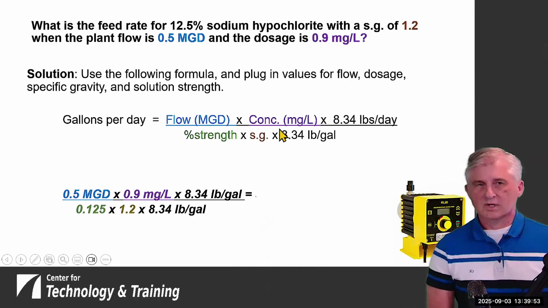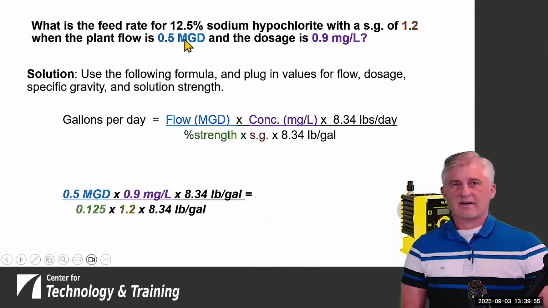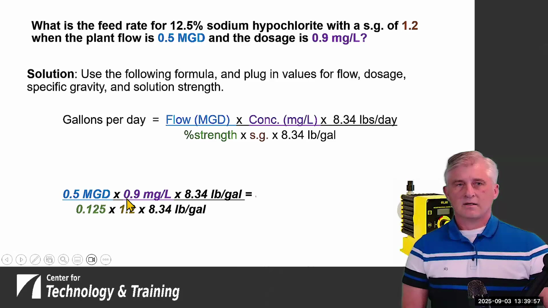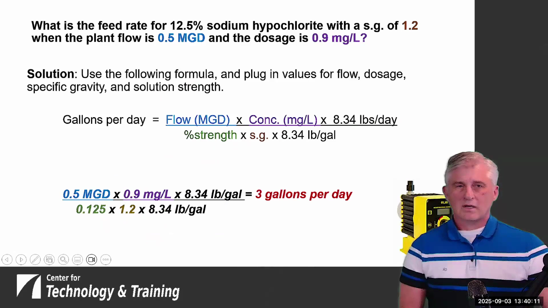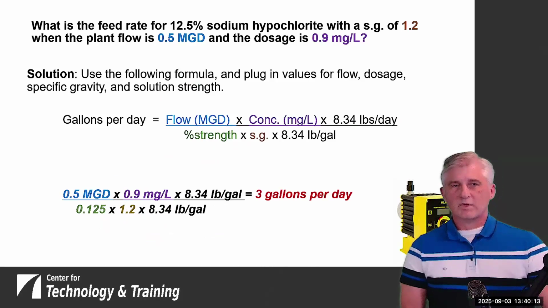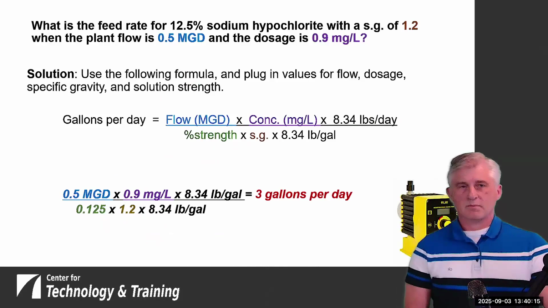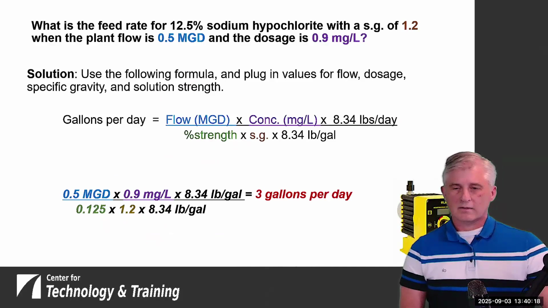Throwing those numbers in: the 500,000 gallons a day, our concentration, percent strength, and specific gravity. These numbers all come in here from what we were given. We go through that calculation, multiply across the top, divide by the numbers on the bottom, and we get 3 gallons per day.